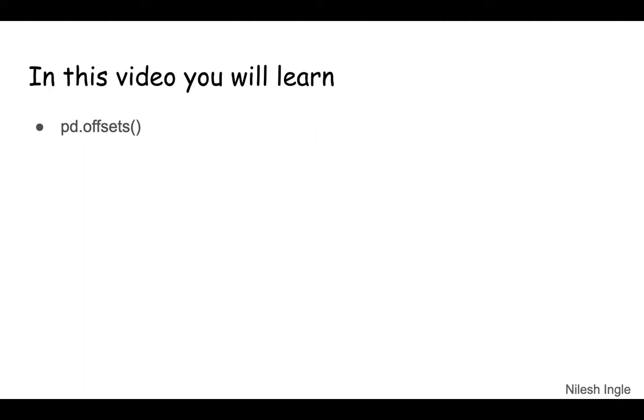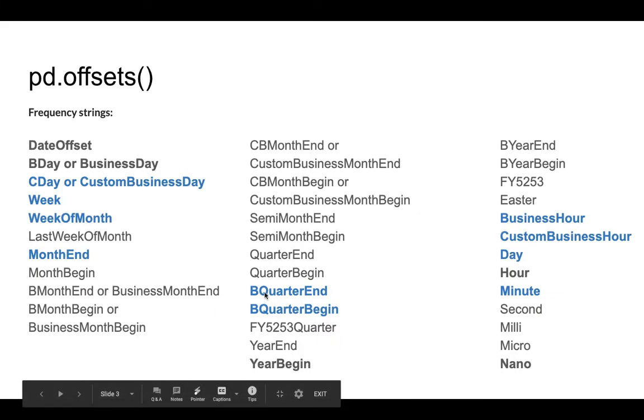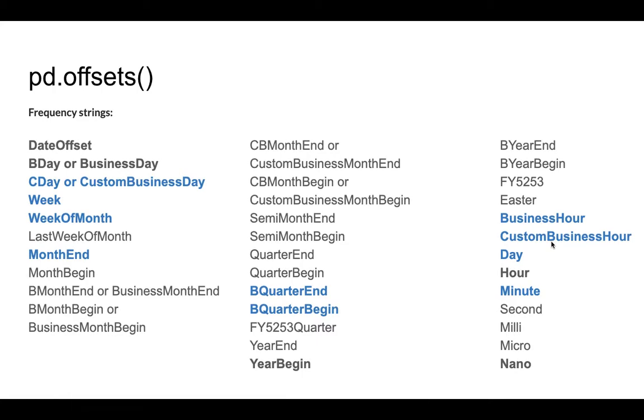So for pd.offsets, in the previous video we looked at a couple of functionalities. In this video we'll look at the items highlighted here in blue, such as custom business day, week of month, month end, business quarters, and then business hour, custom business hour, day and minute. So let's get into Jupyter notebook and start coding.